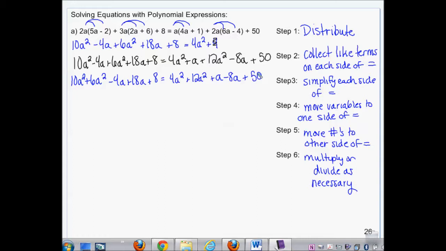Yeah, so 14. 10a squared and 6a squared gives me 16a squared. Negative 4 plus 18 is positive 14a plus 8.